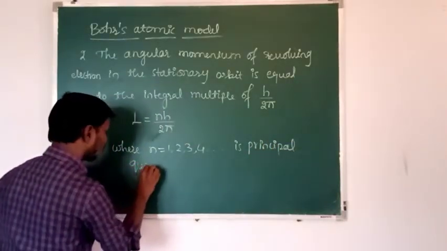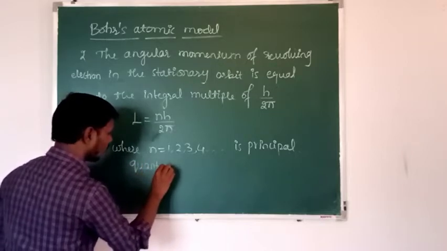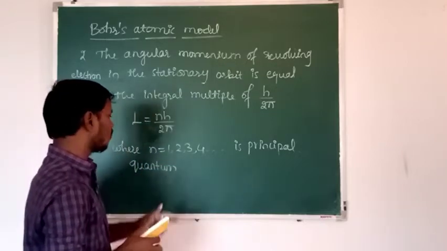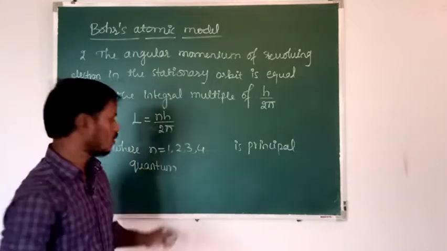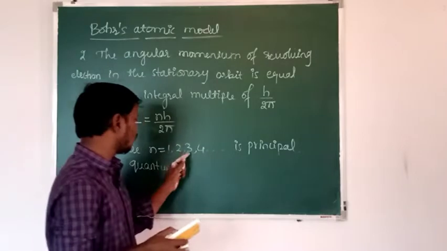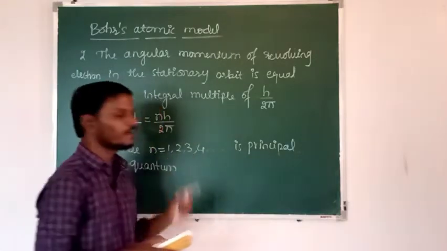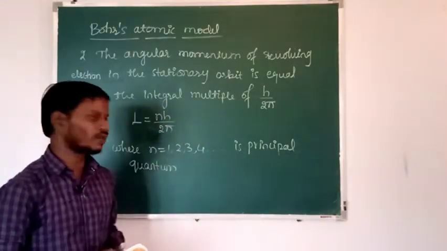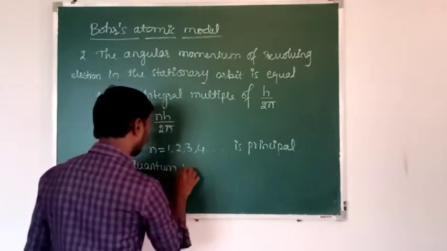If n is 1, then it is the principal quantum number of the first orbit. If n is 2, it is the principal quantum number of the second orbit. If n is 3, the principal quantum number of the third orbit, and so on. Okay, so n is the principal quantum number.